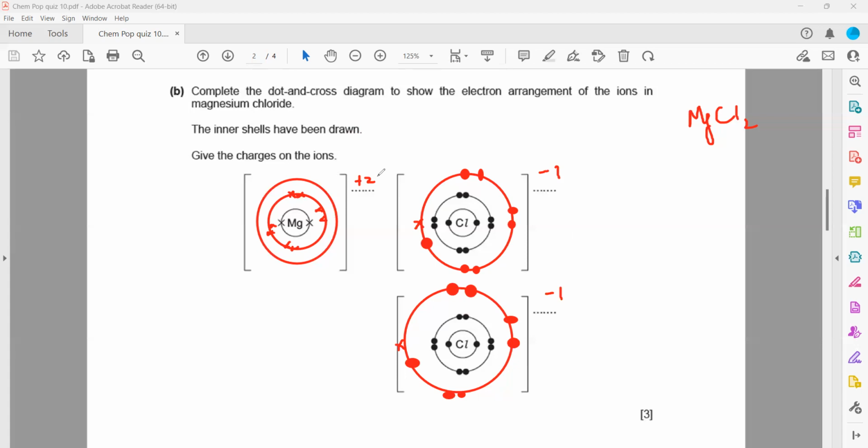It's up to you: you can draw the third shell as empty, which shows that the electrons have been transferred. Or if you draw only the 2 shells which are occupied, this is also correct.